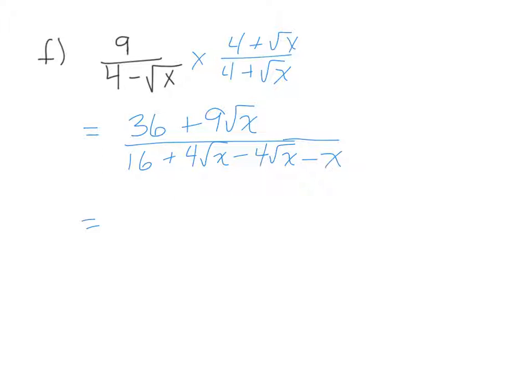So this becomes 36 plus 9 root x over 16 minus x. It's not just an integer on the bottom anymore, right? But is it fully simplified? No, why not? If they all had a common factor, but they don't. This is fully simplified, I think. It's not an integer on the bottom, but that's okay. What we need on the bottom is to not have any radicals, and there aren't any radicals in the denominator.